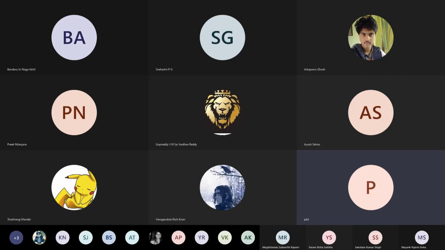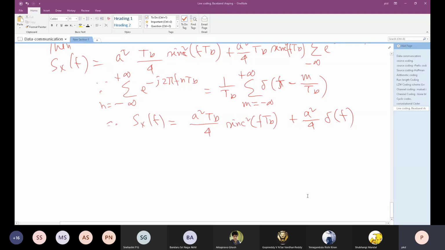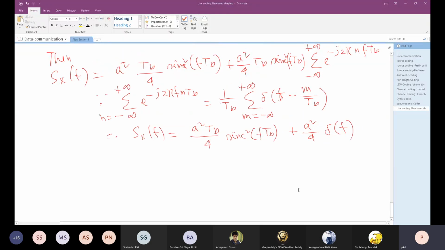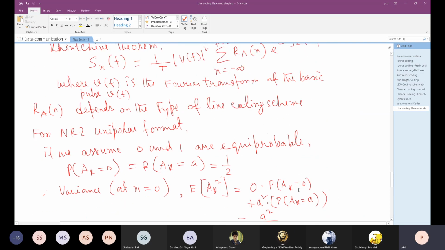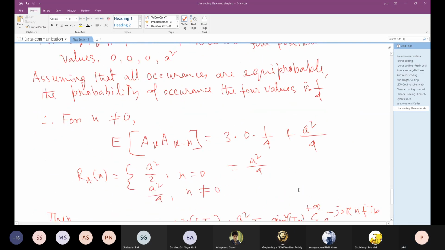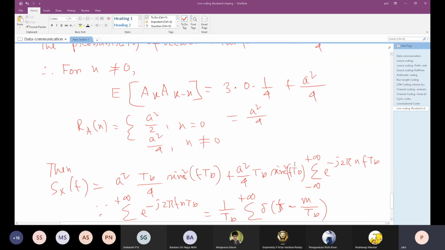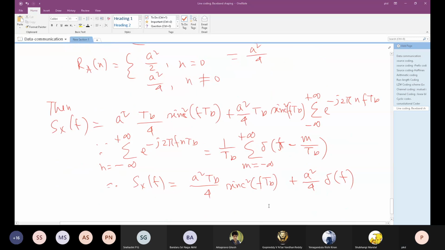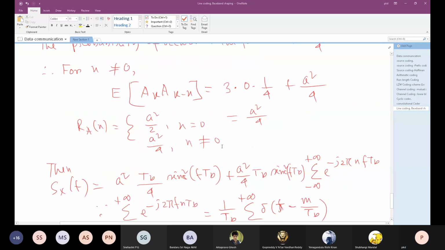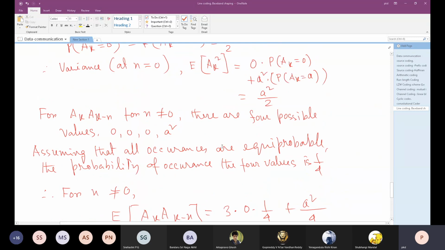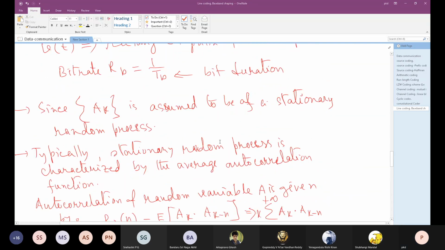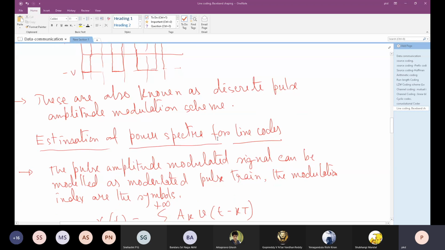So we'll continue our discussion on baseband shaping. The purpose of this line coding or baseband shaping is to mitigate the demand for bandwidth corresponding to the data transmission rate, and also to mitigate the problem of inter-symbol interference that we shall discuss a while. So last day we discussed various formats, that is, NRZ, RZ.